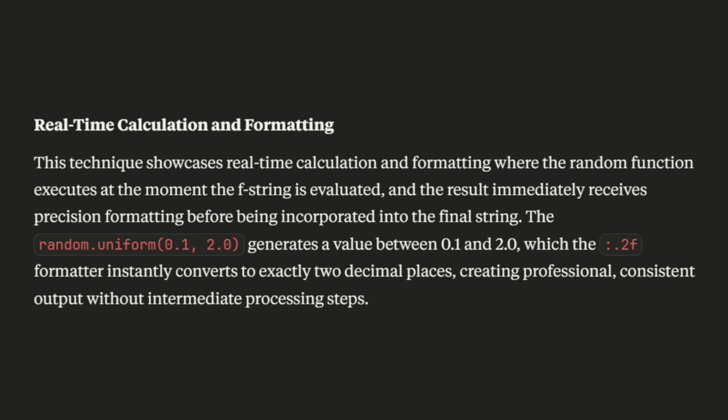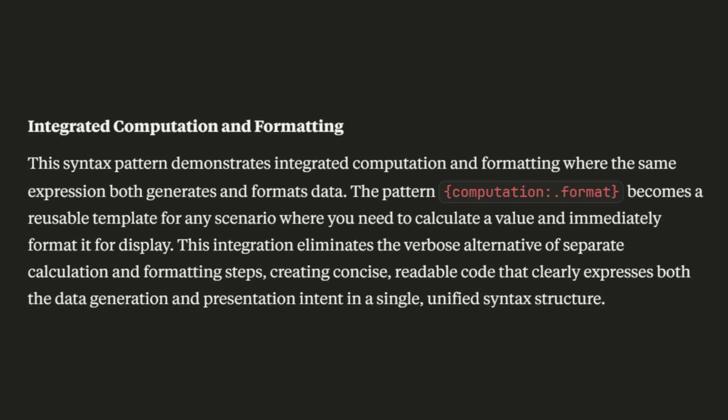Each communication attempt generates a different coherence time between 0.1 and 2.0 seconds, but all results display consistently as 1.47 seconds or 0.83 seconds and so on, consistently with that same size, maintaining these scientific formatting standards. This syntax pattern, f, quote, random.uniform(min, max), colon, .precision, enables varied but professionally formatted scientific data. You get realistic variation in your quantum measurements while ensuring consistent presentation that meets laboratory documentation standards, mirroring real quantum physics where quantum entanglement durations vary but must be reported with consistent precision.